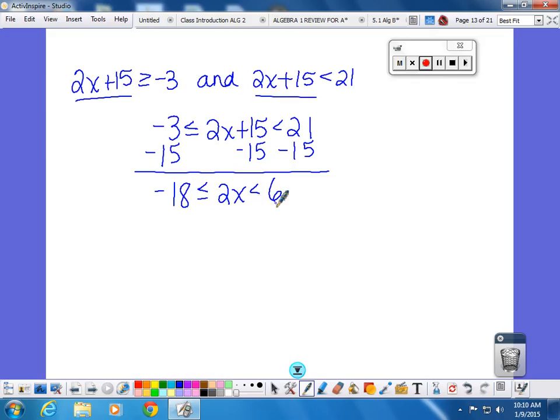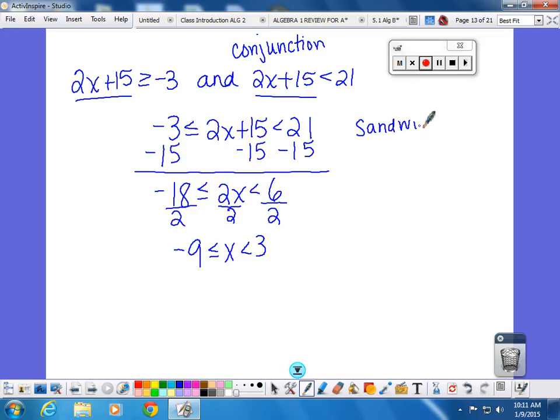I still don't have X by itself. I've got to get rid of a multiplied 2. So I divide by 2. This conjunction, this and sentence I made into, and this is probably not mathematically a good word, but I call these sandwiches, because I've got my variable sandwiched in between two values, and when I get my answer, it still is.